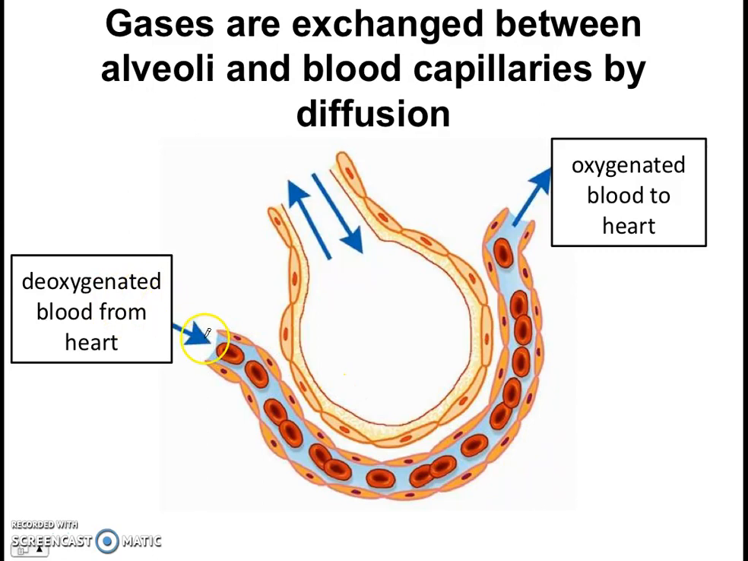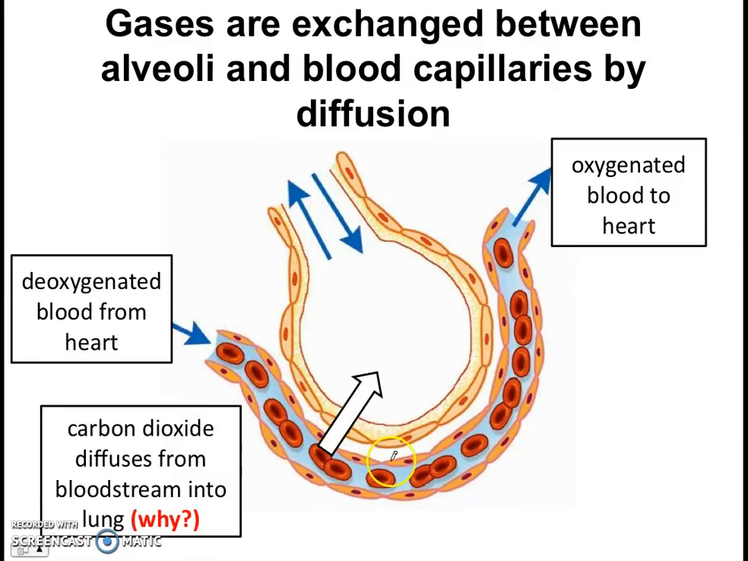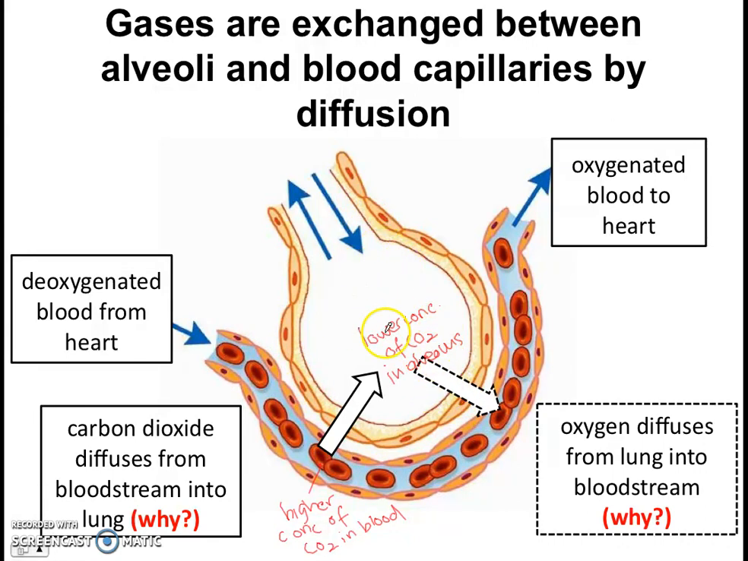So here, deoxygenated blood coming from the heart is also very rich in carbon dioxide. So when the blood capillaries come into contact with the alveolus, carbon dioxide will diffuse from the bloodstream into the lungs. Now, why is that? That's because there is a higher concentration of carbon dioxide in blood, compared to the lower concentration of carbon dioxide in the alveolus. So therefore, carbon dioxide moves from the bloodstream into the lungs by diffusion. Now, the deoxygenated blood also picks up oxygen. So oxygen diffuses from the lungs into the bloodstream. Oxygen from outside of us goes into our lungs, then into the alveolus, and then it will diffuse into the bloodstream.